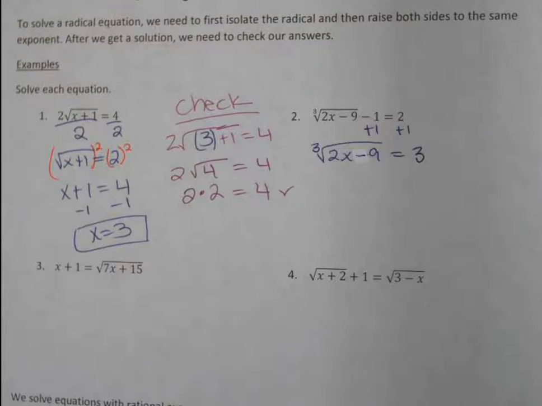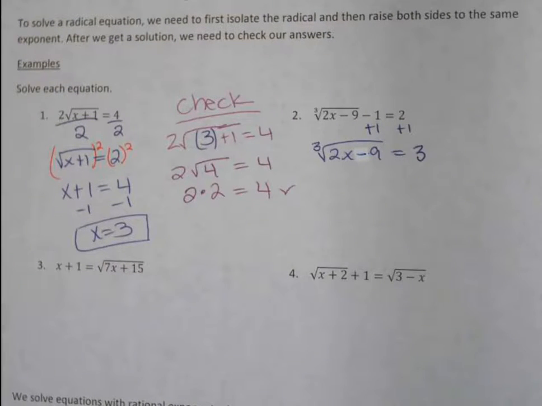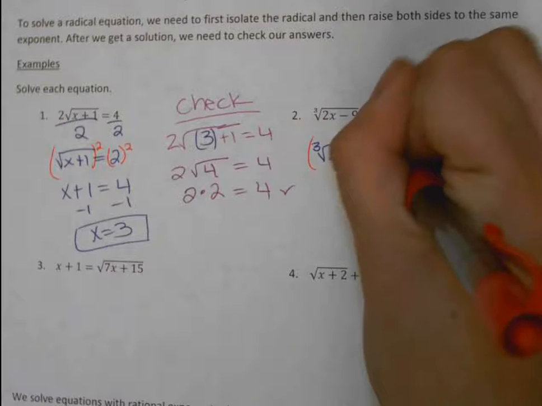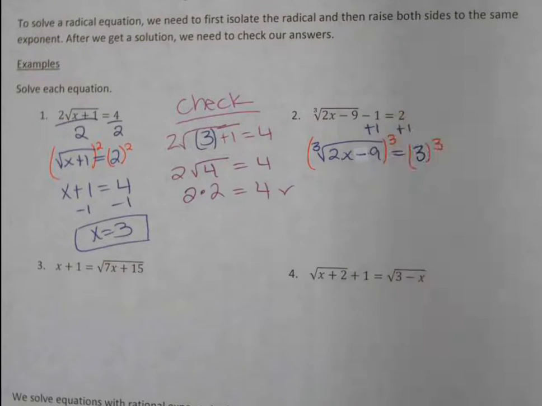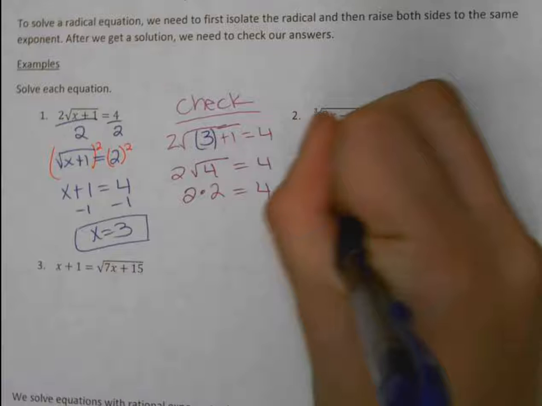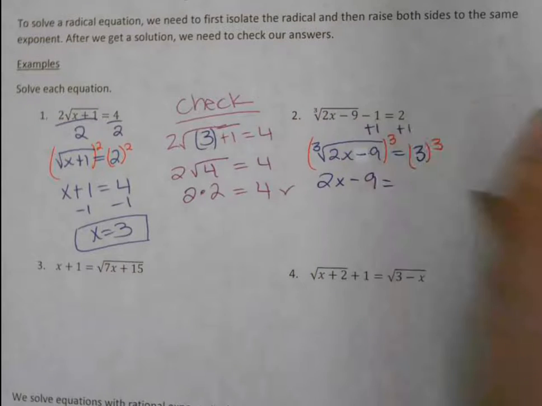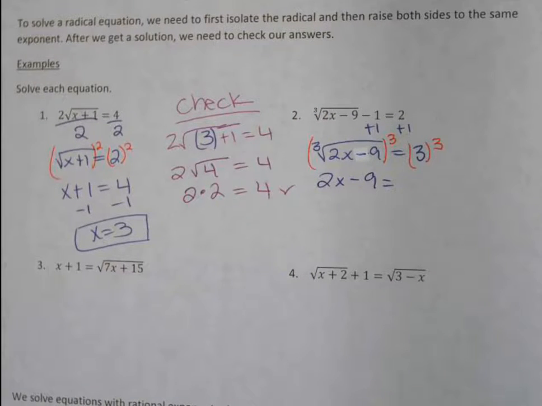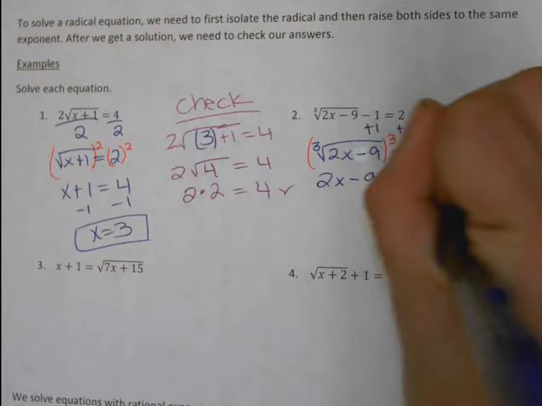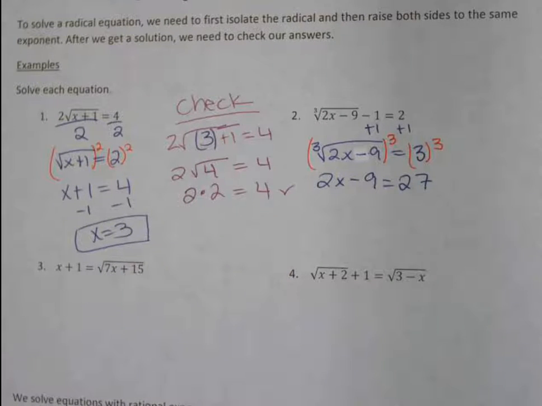Triple it? There's a specific word for it, Jerry. Cube it. So then that turns into 2x minus 9 on the left. What's 3 cubed? 3 times 3 times 3. 27. You guys are allowed to use calculators to cube if you can't do it in your head.